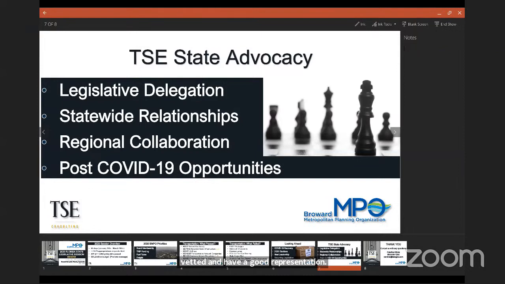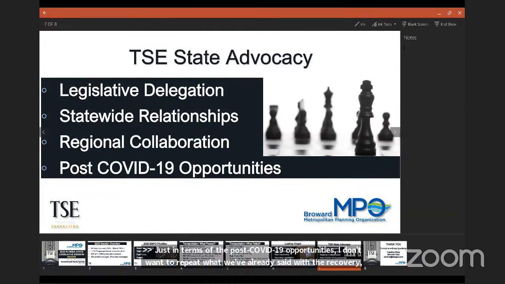Just in terms of the post-COVID-19 opportunities, I don't want to repeat what we've already said with the recovery, but we do know that transportation projects are going to play a key role in the state's recovery. We know that the governor really likes the idea of accelerating the projects. And we know that now is kind of the time to start influencing what infrastructure projects are given priority and what's accelerated and the directions that we go in to shape that.